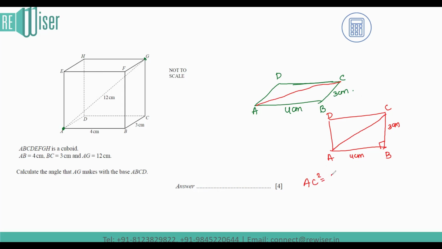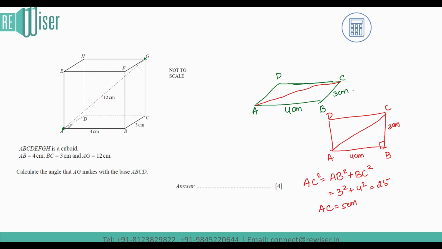AC square is equal to AB square plus BC square, that is 3 square plus 4 square. 9 plus 16 gives us 25. Therefore, the value of AC is equal to 5 centimeters, as root 25 is equal to 5.